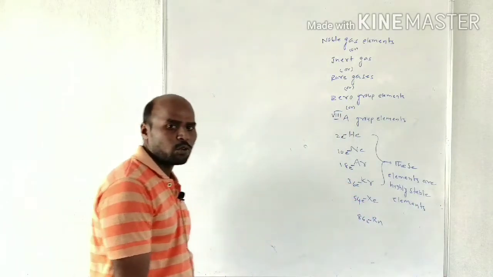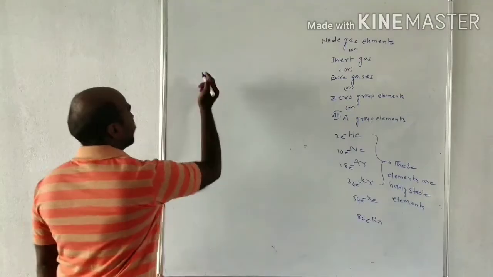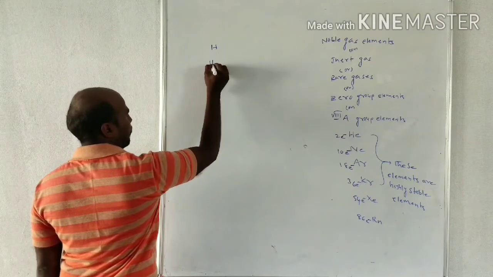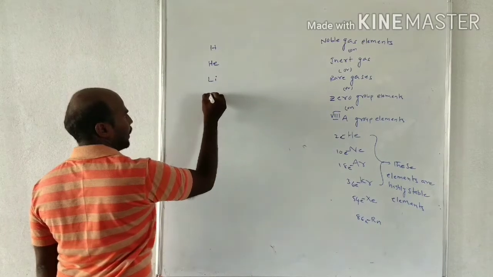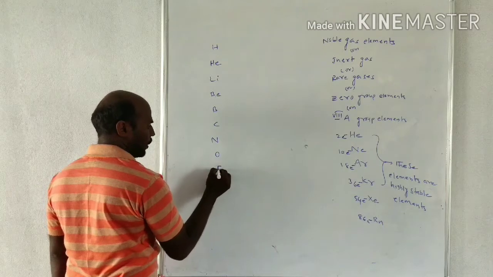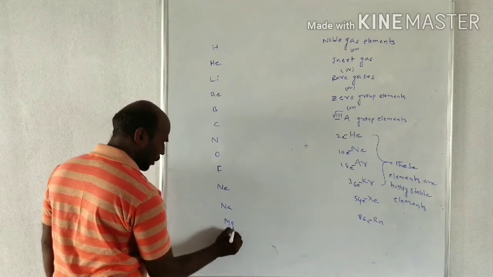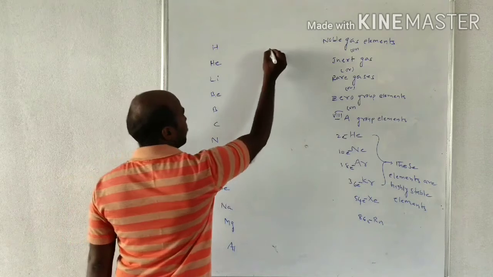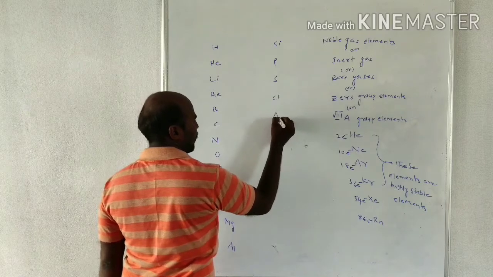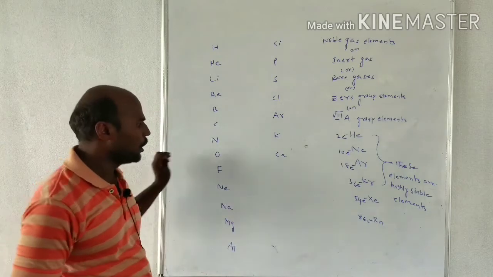The remaining elements try to get the nearest noble gas configuration. So if you take some elements: hydrogen, helium, lithium, beryllium, boron, carbon, nitrogen, oxygen, fluorine, neon, sodium, magnesium, aluminum, silicon, phosphorus, sulfur, chlorine, argon, potassium and calcium. Like that, we can take up to 20 elements.